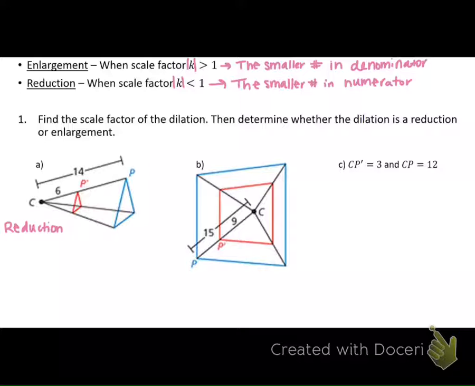So if it's a reduction, the smaller number is in the numerator. So Morgan, which number, 6 or 14, needs to be in the numerator? So that would be 6 over 14. What goes into both 6 and 14?